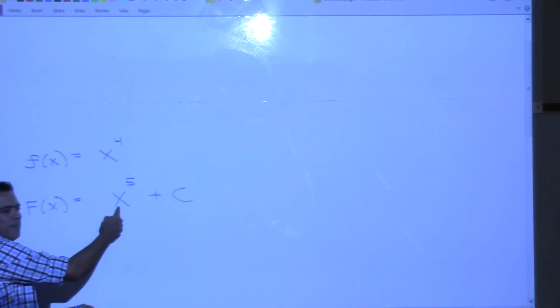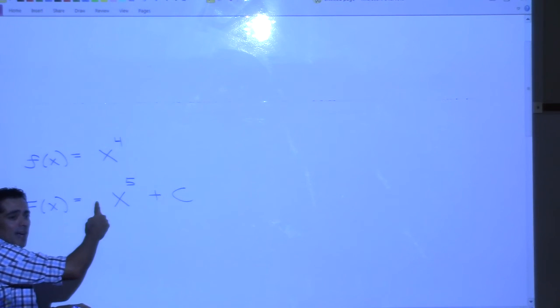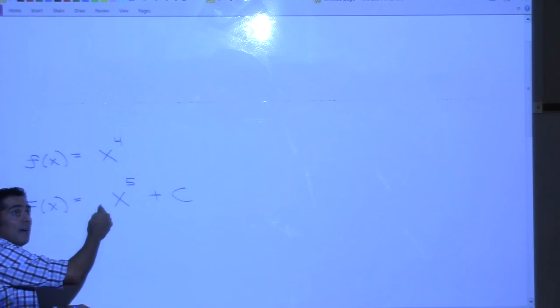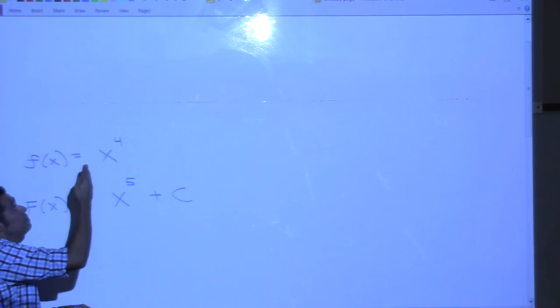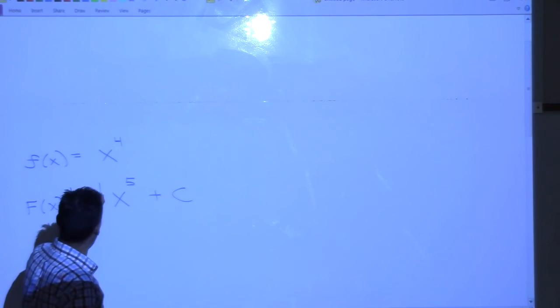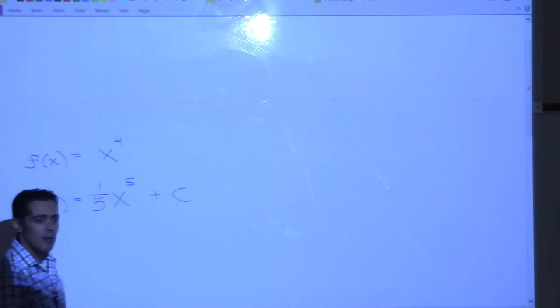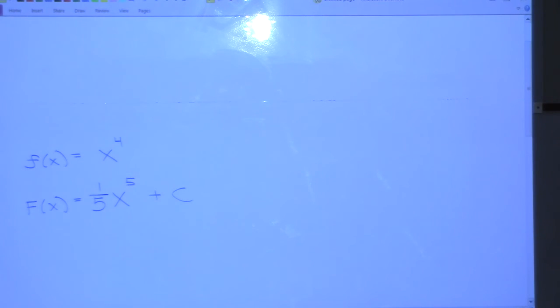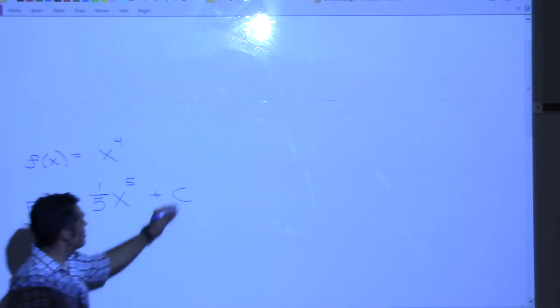If I take derivative of this, the first thing that happens is the 5 comes out, right? So derivative of this is 5x to the fourth. We need it to just be x to the fourth. So we could put a 1 over 5 in front of it. And now, if we take the derivative, 5 comes out, cancels with the 5, and we get this. Y'all see that? Would this work for pretty much any power of x?